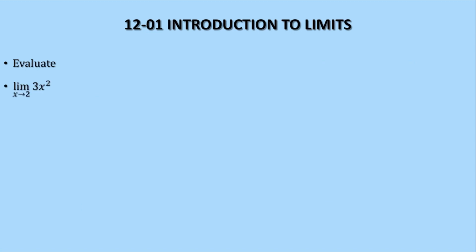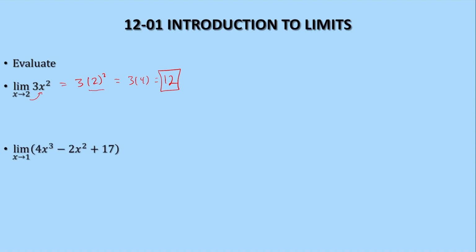So let's evaluate some limits. All right, we could use the table, but the tables are kind of long. We could try, first of all, just plugging it in. So it'd be 3 times 2 squared. Order of operations says we do the 2 squared first, which is 4. 3 times 4 is 12. So the limit as x approaches 2 of 3x squared is 12.